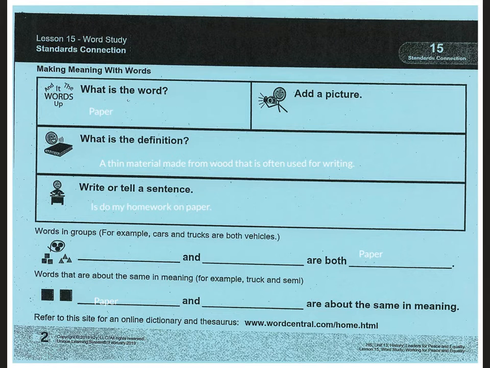The next sentence is examples of paper. So there are plates that are made out of paper and newspapers are made out of paper. So some examples of paper are plates and newspaper.